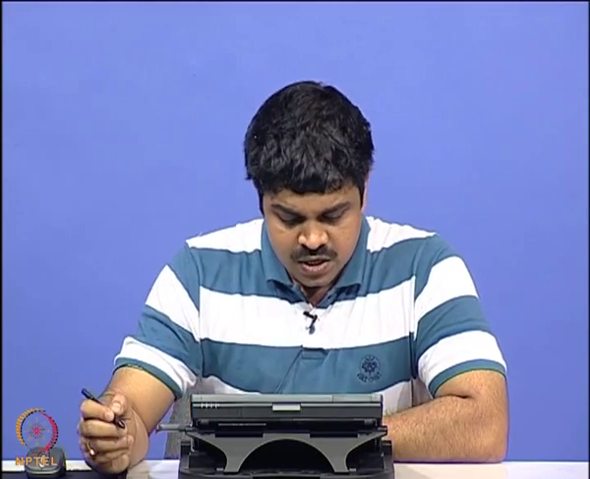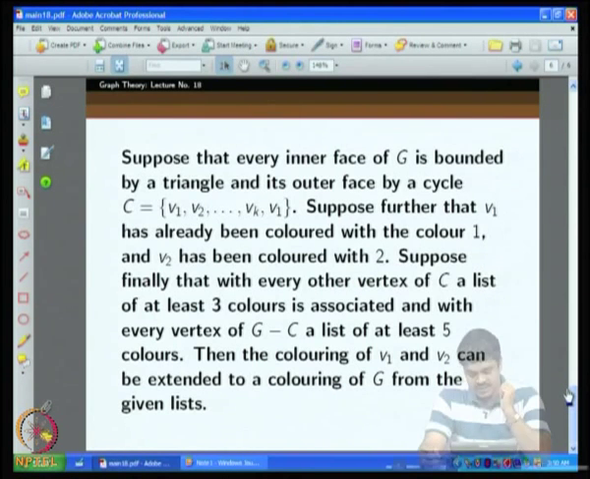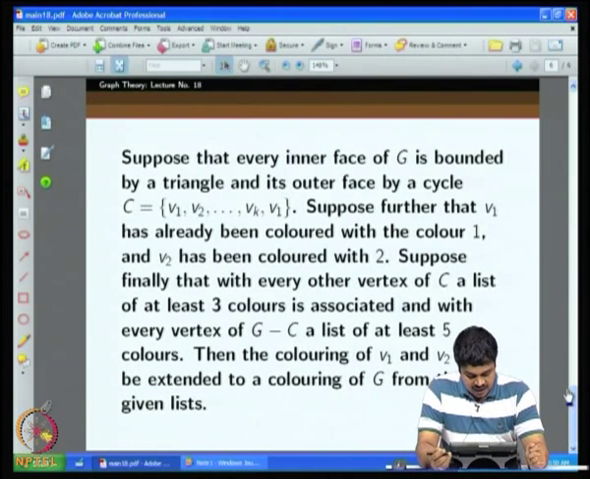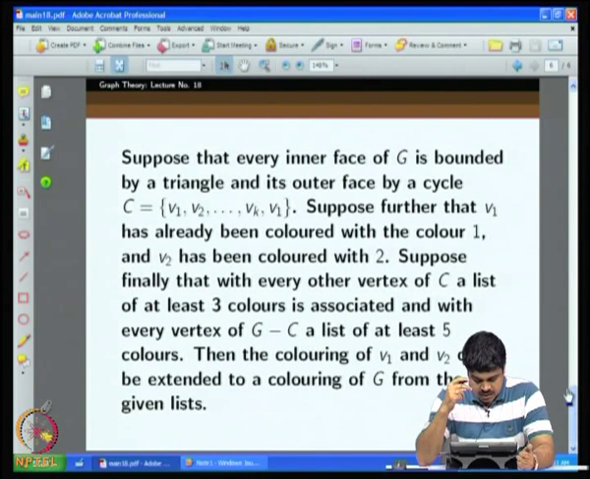So, how are we going to do this? This is the strengthening. Suppose that every inner face of G is bounded by a triangle and its outer face by a cycle. We consider a plane graph, a plane drawing, and suppose there are several inner faces, all of which are just triangles, and the outer face is bounded by a cycle V1, V2, V3 up to Vk and V1. So it may be a k length cycle.